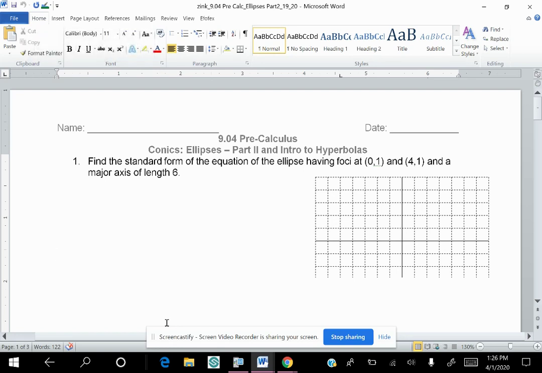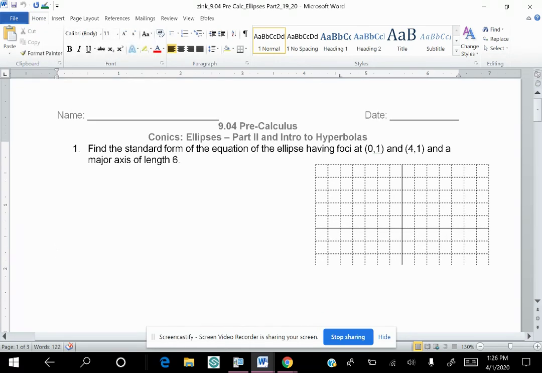Hello, this is 9.04 pre-calc, and we're going to do a little bit more with our ellipses today, and then we will just kind of intro into hyperbolas, but we're not going to go into them too much. So this will kind of wrap up the stuff on the conics, and then we will spend a couple days looking at polar coordinates, and then we'll move on to limits.